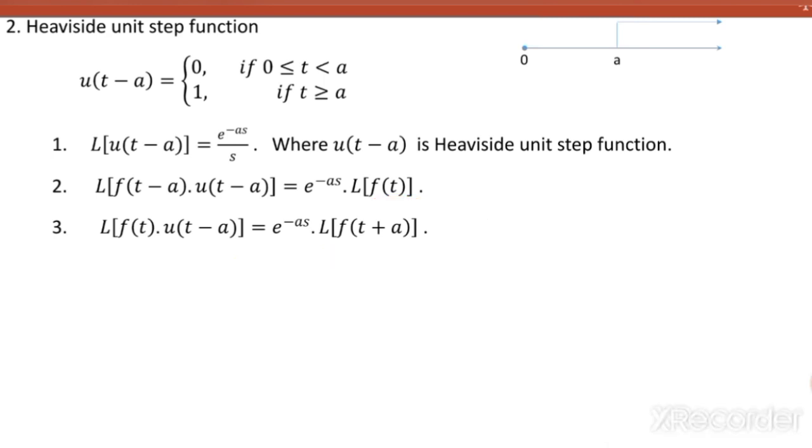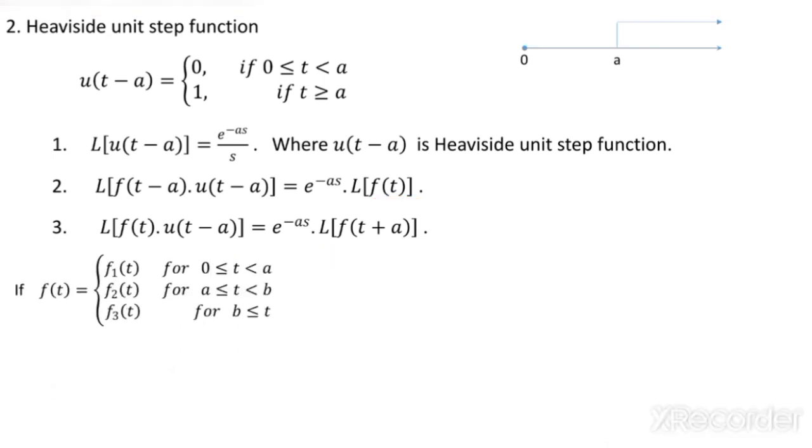If the function is discontinuous, for example if there is a breakup, f of t is defined in the interval 0 to infinity such that it is f1 of t in the interval 0 to a, later a to b it is f2 of t, and from b to infinity it is f3 of t. How to get the Laplace transform?